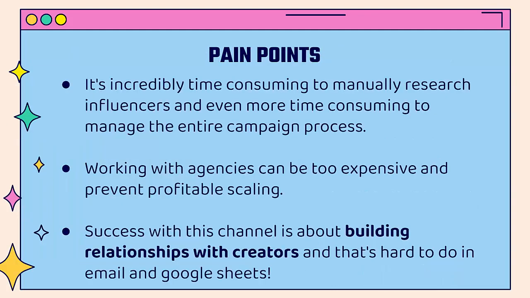But there are definitely some pain points that you're gonna run into when you start implementing influencer marketing into your business. First of all, it's incredibly time consuming. There's a lot of manual research. You need to go through Instagram, go through all the hashtags, and find people. Then it's way, way more time consuming to actually manage the entire campaign process, from reaching out, negotiating, talking about the content, all that great stuff, tracking it, right? All of this takes a lot of time.